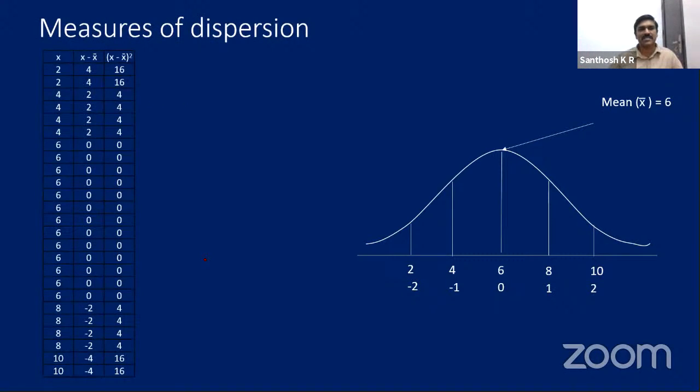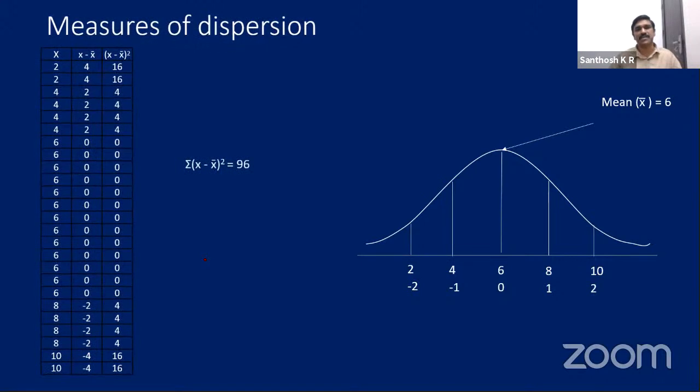So 4, they squared it, 16. Minus 4 into minus 4, it became plus 16. Minus 2 into minus 2, it became plus 4. Plus 2 and plus 2, it became plus 4. And then they added it together. First they squared it and then they summed it. And because of that, they called it what? Sum of the squares. Here the sum of the squares is 96. When they added it together, it became 96.